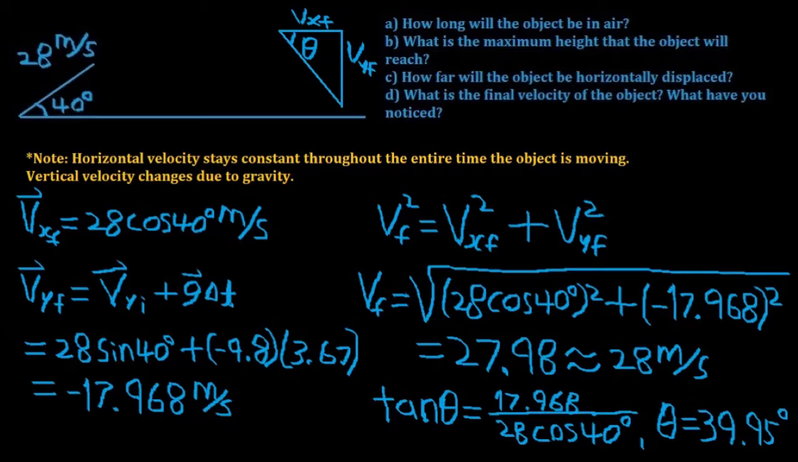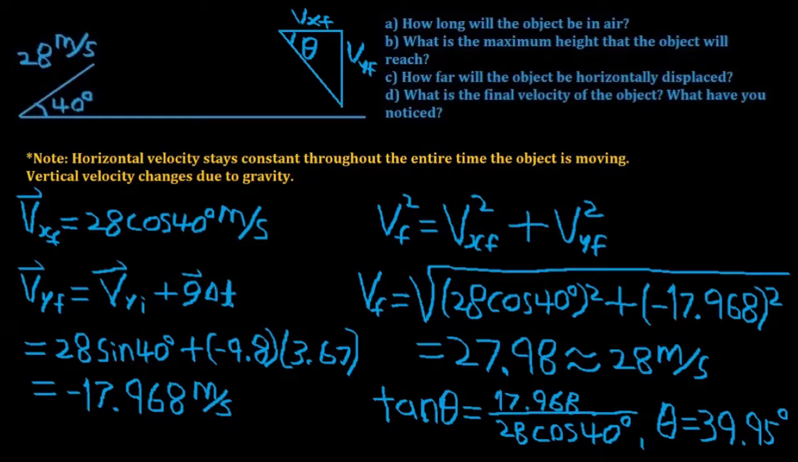Now, because you have both horizontal and vertical components, in order to get the final value you have to put it into the Pythagorean theorem. If you were to plug everything in, the final velocity, the speed, turns out to be approximately 28 meters per second. So the final velocity is the same as the magnitude of the initial velocity.